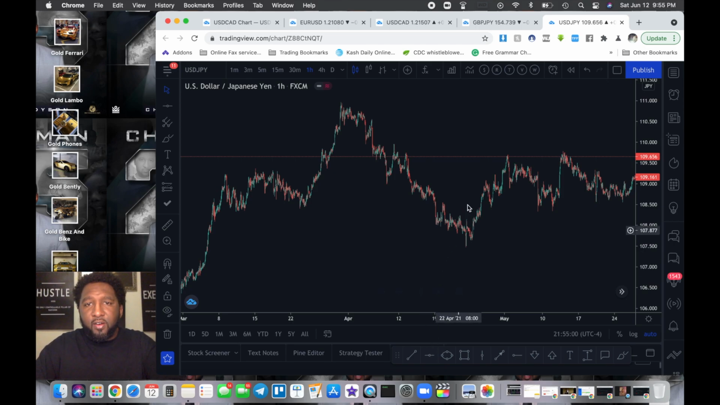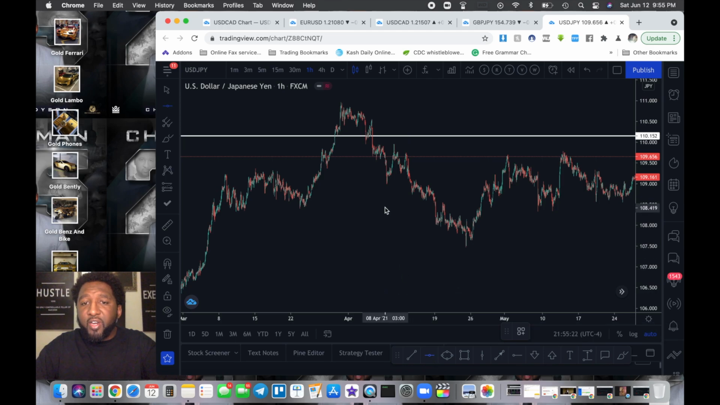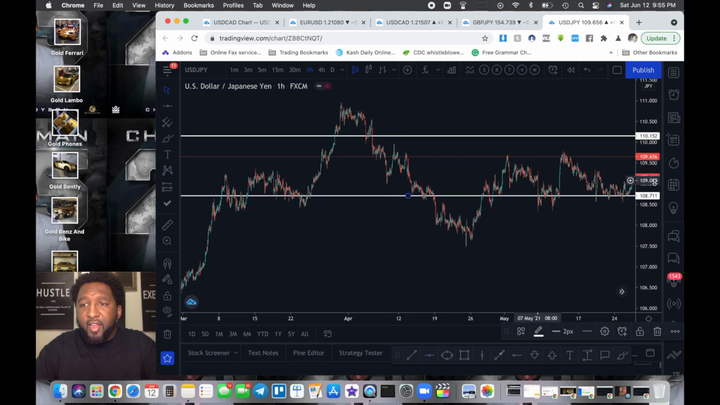So let's start off with Japanese yen. I'm on the US dollar versus the Japanese yen. And as you can see on the right side of your screen, the ruler or the number line has 3 numbers after the decimal point. Okay, so the first thing you need to understand about counting pips is the last number will never matter. The last number never matters.